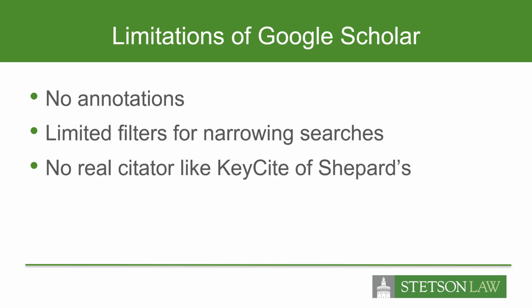However, there are limitations to using Google Scholar. First, it doesn't have annotations, so it doesn't have all of those citing sources that can help you with your research. It also has limited filters for narrowing your searches, so it might be hard to really fine-tune what you're looking for and to narrow your results.